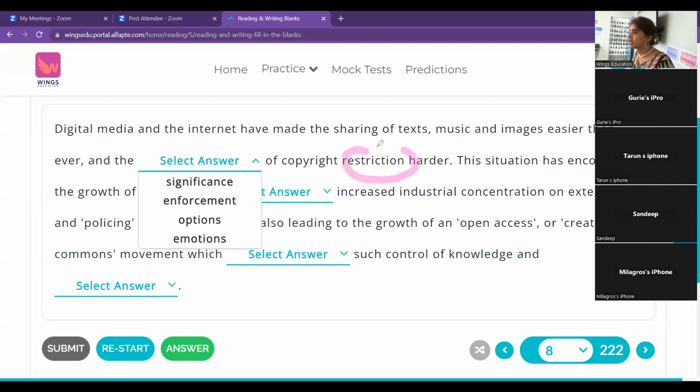So with restrictions, what do we do? Do we give them significance? No, we don't give options. There's enforcement. Yes, enforcement, why? Because that is what restrictions do, don't they? So that is a collocation.